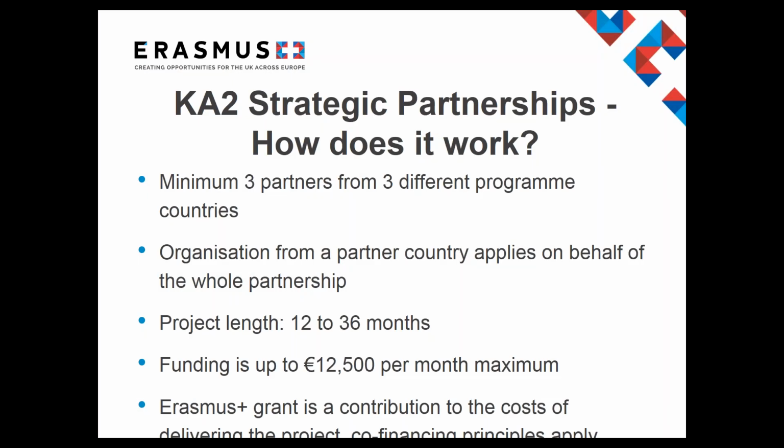So, how does a Key Action 2 strategic partnership work? Projects can be of different sizes, but there must be a minimum of 3 partners from 3 different program countries, including the applicant. One organization applies to their country's national agency, for example, UK, on behalf of the entire partnership. The lead or applicant organization must always be from a program country. Partner countries can participate as partners if their participation brings clear added value to the project.